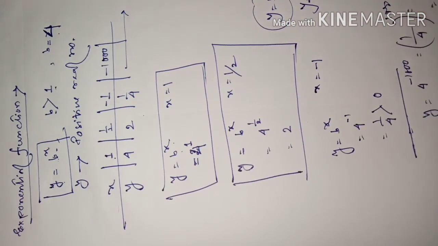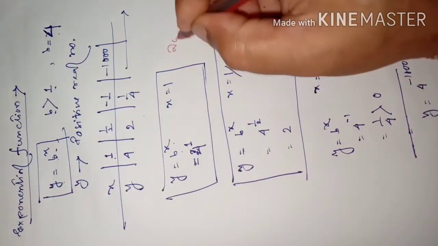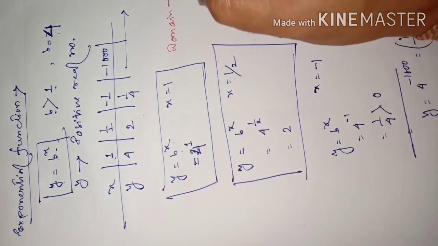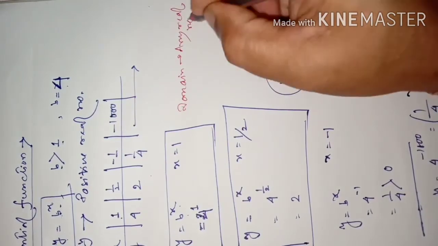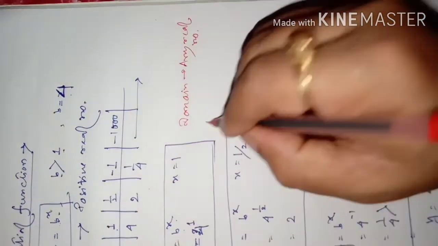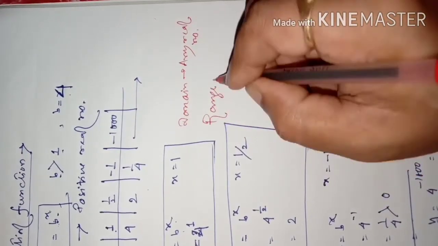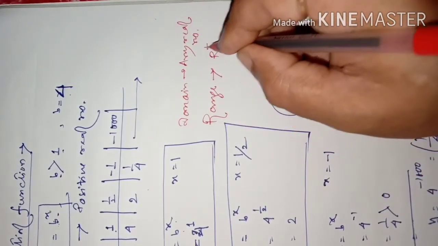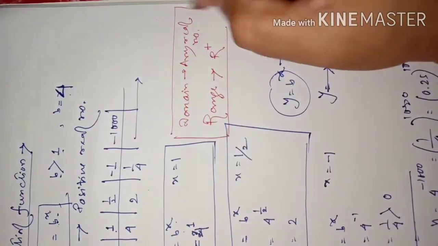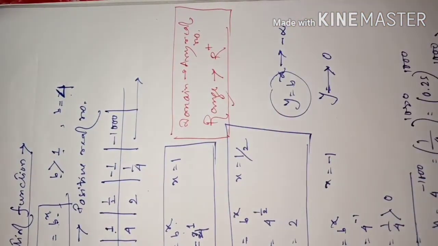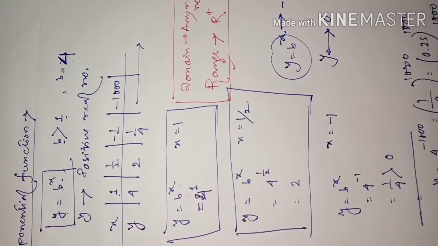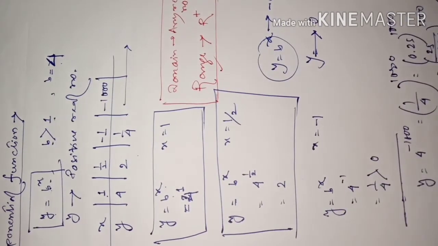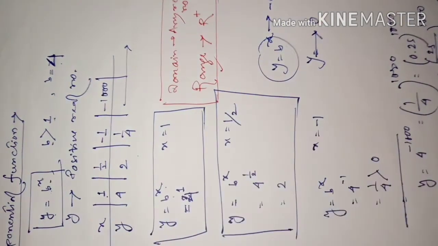So what we can say here is the domain is any real number, but the range, meaning the value of y, what shall we get? Positive real number only. Domain is real number, range is positive real number for an exponential function. So we have studied the nature of the exponential function. What is the link of this exponential function with our next point? That is what I want to say to you.